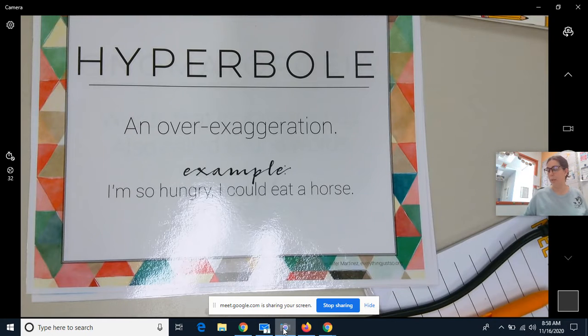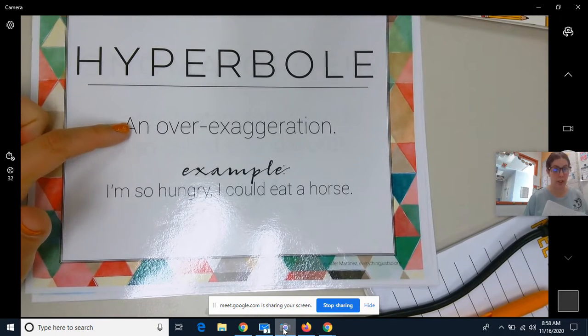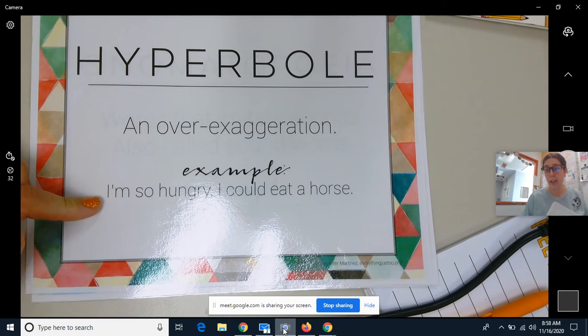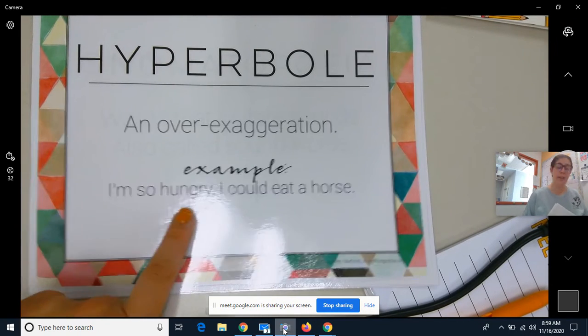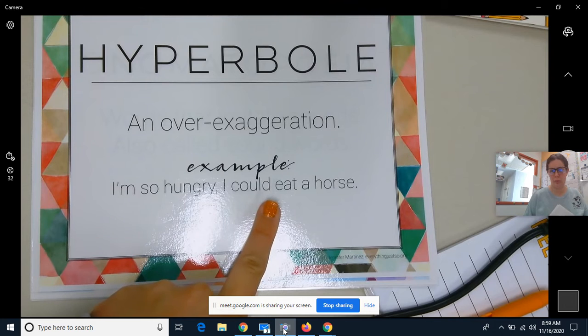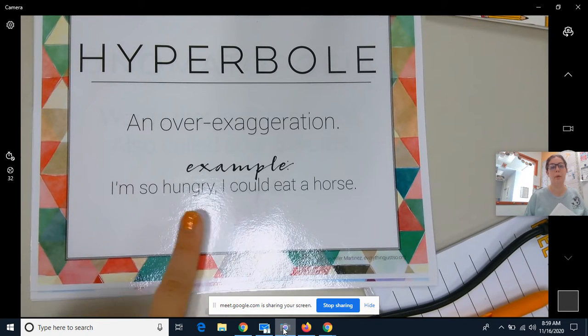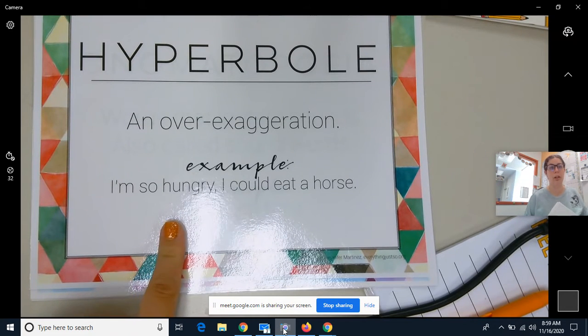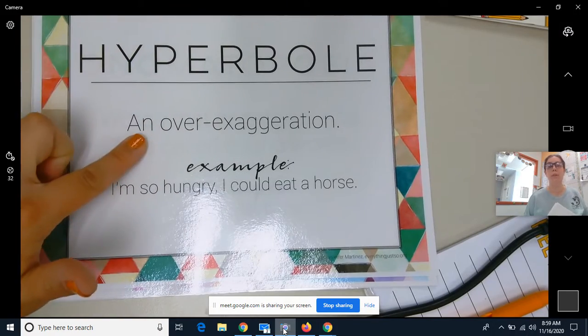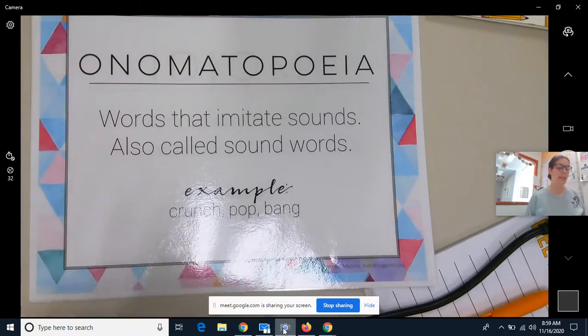We have a hyperbole. This is the other one we're looking at today. It says an over-exaggeration. I'm so hungry I could eat a horse. You may be super hungry, but you don't normally eat a horse. This is supposed to let me know how hungry you really are. So you're going to be looking at over-exaggerations today.